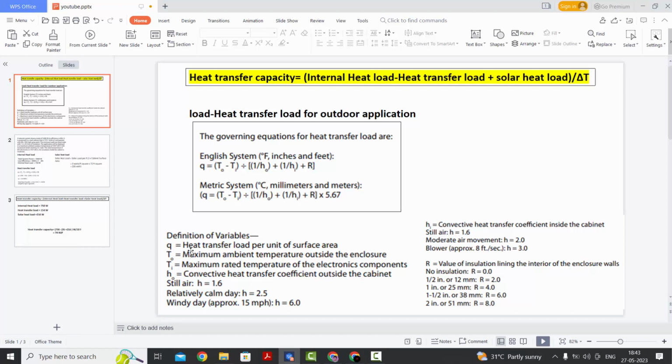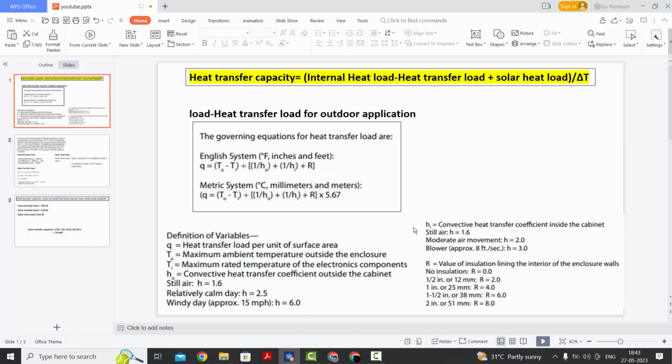Q is the heat transfer load per unit of surface area. T0 is the maximum ambient temperature outside the enclosure. Ti is the maximum rated temperature of the electronics component. H0 is the convective heat transfer coefficient outside the cabinet, and we need to take the H values depending upon the outdoor conditions. For still air, we take H equal to 1.6. Relatively calm day, H is equal to 2.5. Windy day, approximately 15 mph, H is equal to 6.